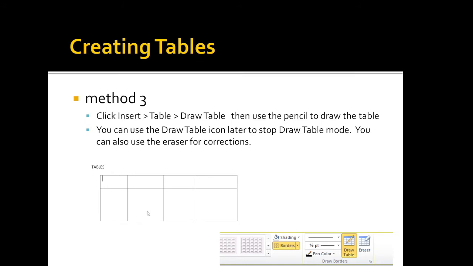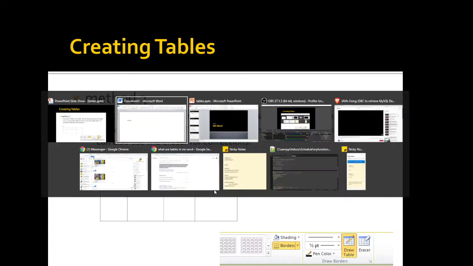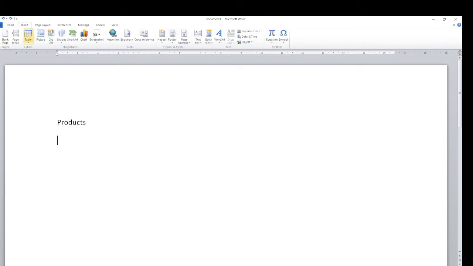Method number 3 is to click Insert Table and then Draw Table. Then use the pencil to draw the table. You can use the Draw Table icon later to stop drawing. Just click on this to stop the draw table mode. Then you can also use the eraser for corrections. So let's demonstrate that. I can click on Insert Table and then click on Draw Table. You notice my cursor has now changed into a pencil.